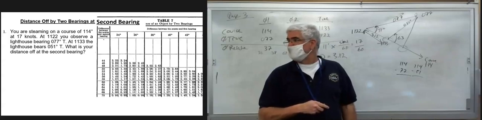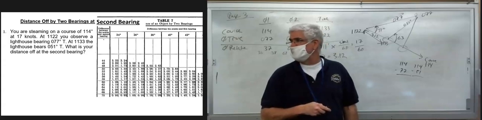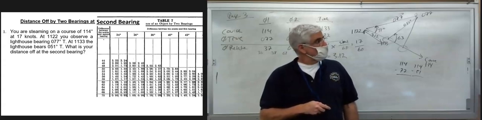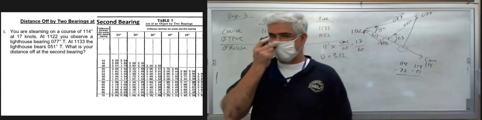This way. Yeah, you're still on the hot seat. What are we being asked to do? Distance off at second bearing. So which column are we going to use, Nick? First column. Okay, now.